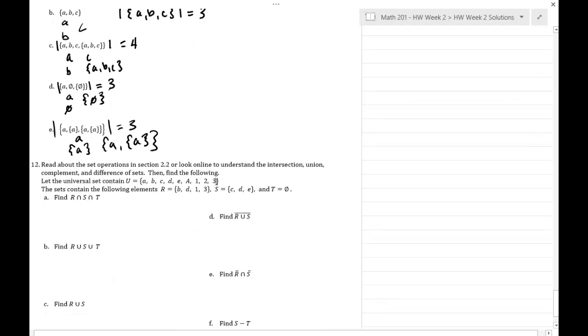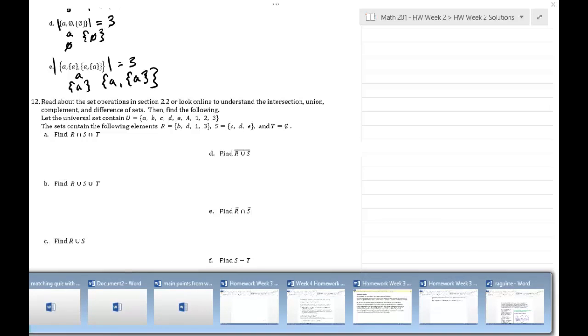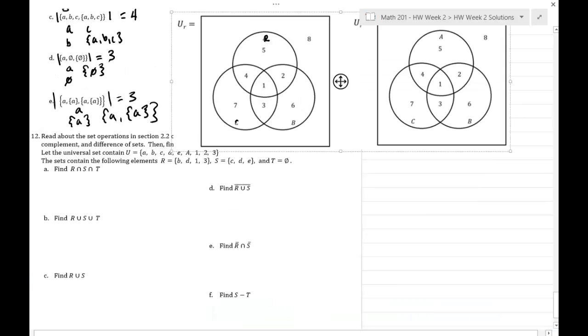All right, now we're given some sets R, S, and T, and we're trying to do some set operations. It might help to draw a Venn diagram of all of this information that you're given on R, S, and T. So what I'm going to do is just draw a 3-set Venn diagram, so that it has R, S, and T as my sets. Okay, so let's see. We've got to kind of work from the inside out.